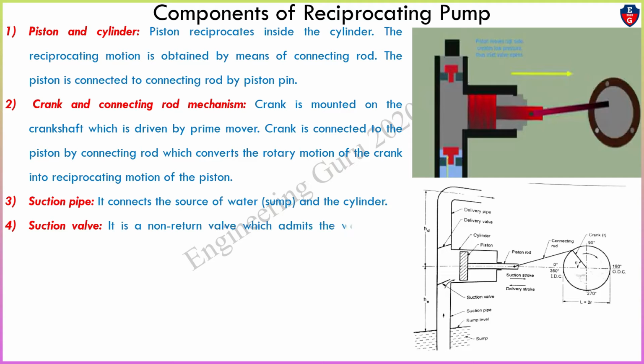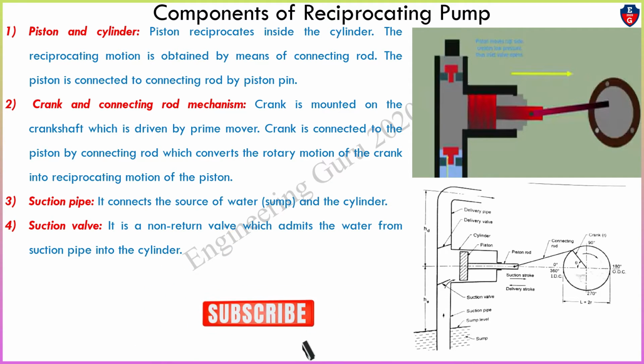Then suction valve: it is a non-return valve which admits the water from suction pipe into the cylinder. In this image we can see that this is the suction valve. This is the one-way valve, meaning only water can enter this cylinder. So that's why it is called suction valve. Whenever pressure is decreased, this valve will close, so cylinder water will not enter the suction valve.